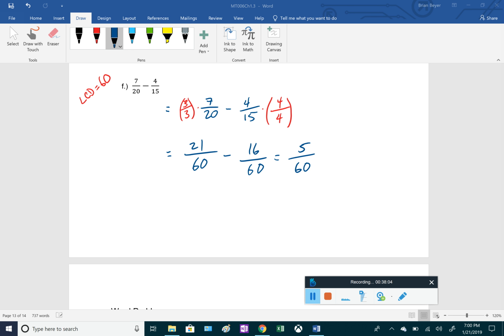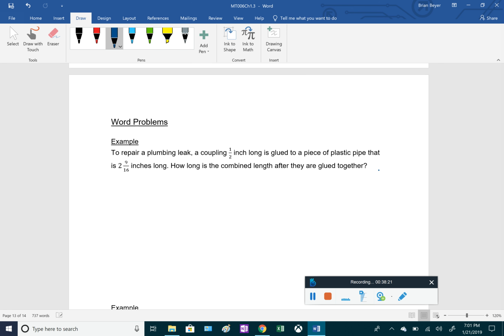So they're actually going to have a common factor of 5 that cancel, which would be, we're left with 1 in the numerator, and then 60 over 5 is going to be 12. So if we cancel those common factors, we end up with 1/12. Okay, so for the last thing here, we have some word problems.